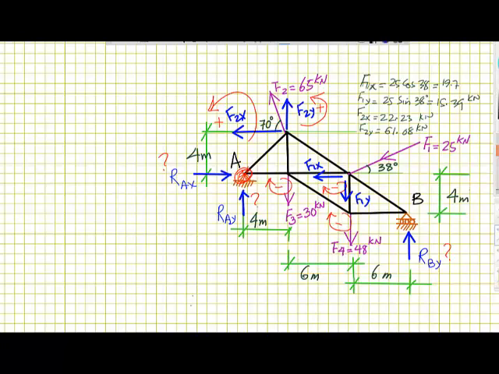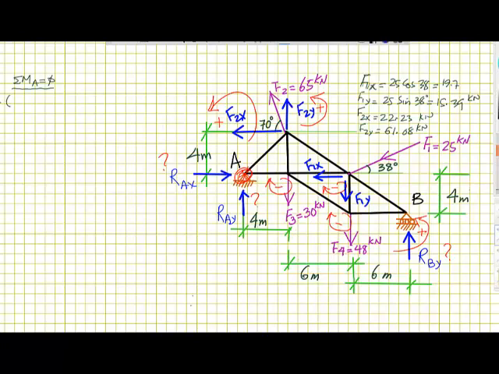RBY will rotate counterclockwise, which is positive. So once we define these directions, we should apply them to our equation. This equation will have the sum of moments about A equal to 0. That is the equilibrium equation. So let's start with F1y, which is negative.